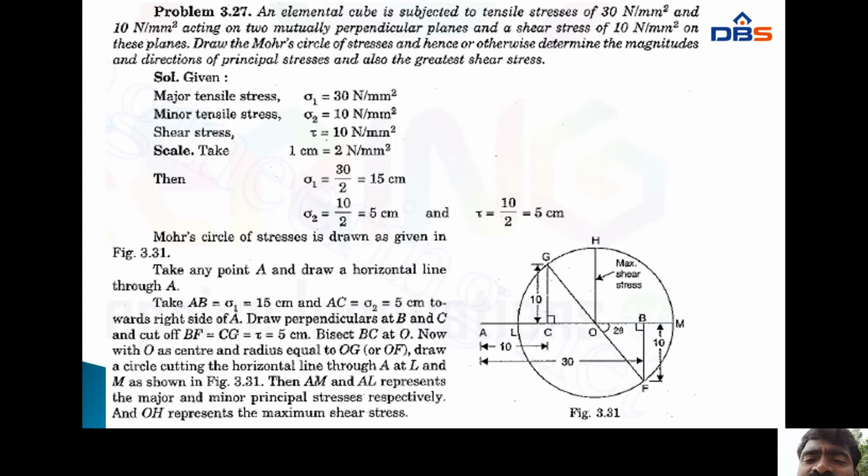Sigma 1 equals 30/2, that equals 15 centimeters. Sigma 2 equals 10/2, that equals 5 centimeters. So sigma 1 is 15 centimeters, sigma 2 is 5 centimeters, and the shear stress tau is 5 centimeters. These three values are used to draw the Mohr circle. In this first problem, I will explain how to draw a Mohr circle and calculate the minimum principal stresses, major principal stresses and normal stresses.